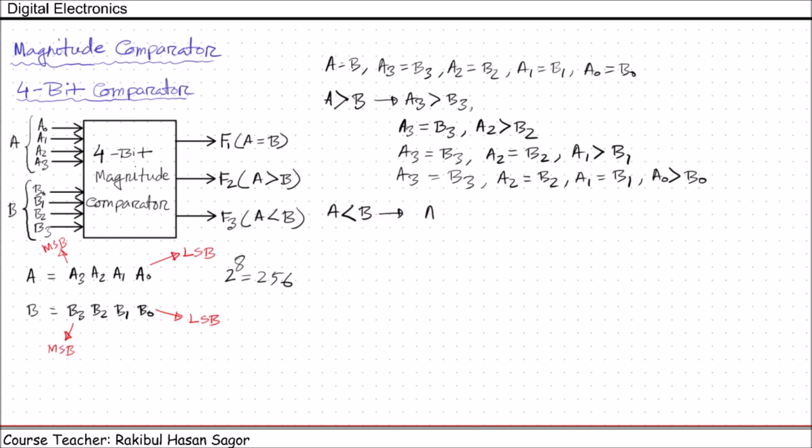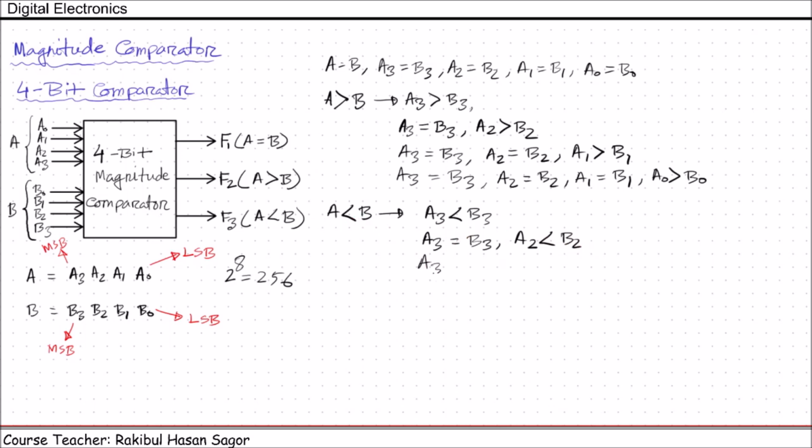Next, let's see the conditions for A is less than B. If A3 is less than B3, we can say definitely A is less than B or B is greater than A. We do not need to check other bits. We are starting with MSB. Next, if A3 is equal to B3, then if A2 is less than B2, then we can say B is greater than A.